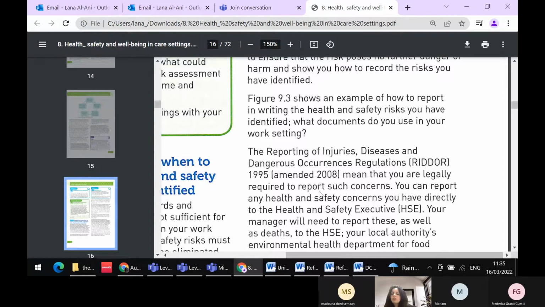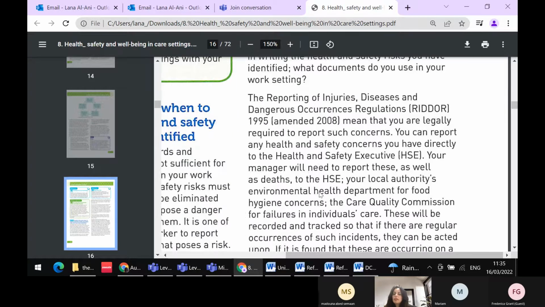Your manager will need to report these annually, and all such as deaths of people, to the local authority, to the environmental health department. Any food hygiene issue needs to be reported as soon as possible to the Care Quality Commission.